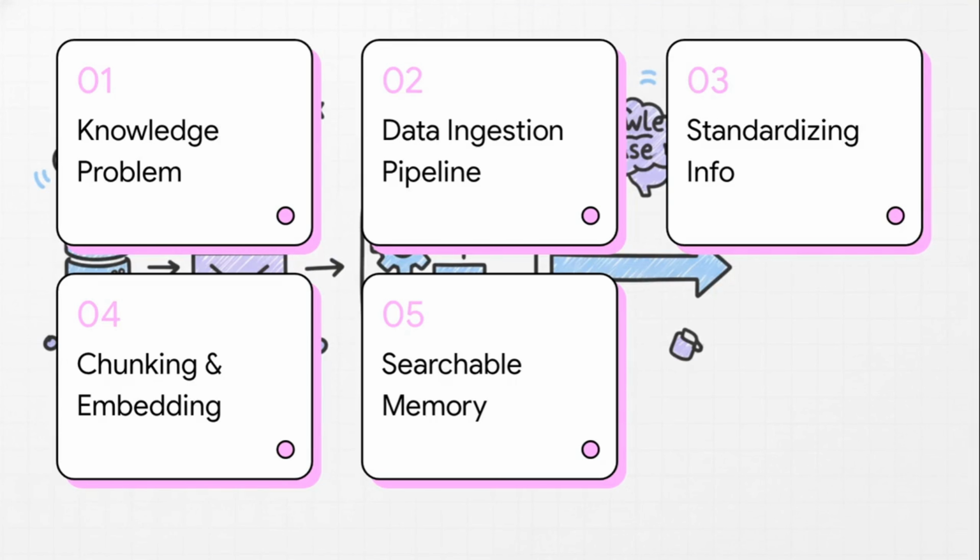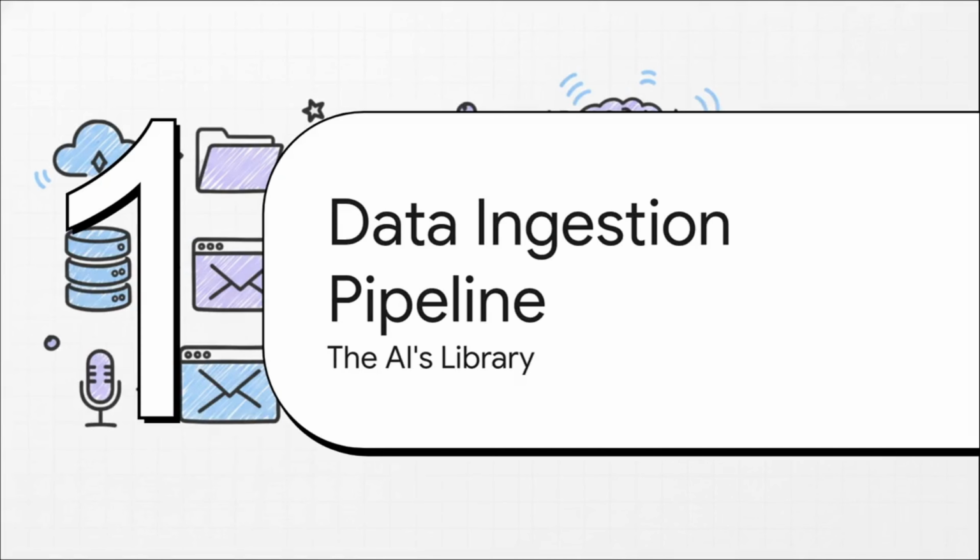All right, so here's our game plan. We've just touched on the AI's knowledge problem. Now we're going to spend our time on the very first part of the solution, how we actually build that custom library. This whole process is called the Data Ingestion Pipeline, and trust me, it is the foundation for everything that comes next. Think of the data ingestion pipeline like this. It's the blueprint, the step-by-step assembly line for creating the AI's personal knowledge base. It's how we take what is often a messy pile of random documents and turn it into a structured, searchable memory that the AI can actually work with.